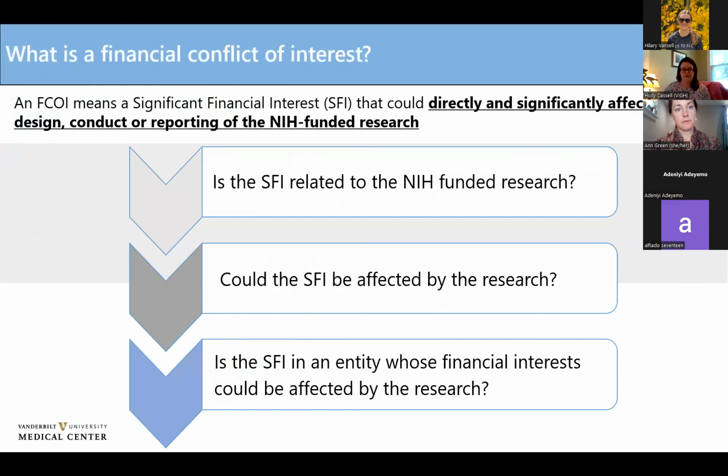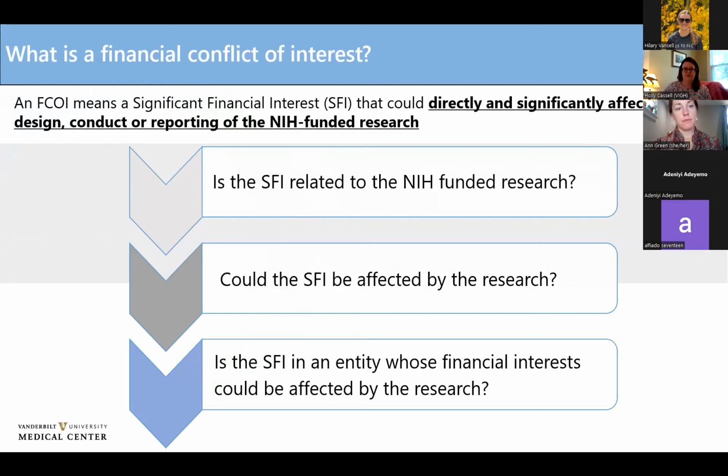So what is a financial conflict of interest? A financial conflict of interest means a significant financial interest that somebody has that could directly and significantly affect the design, conduct, or reporting of the NIH funded research. And significantly really means that it would have a material effect on the research or impact the research. And please note, there's no exclusion of disclosure of financial interests for non-US institutions.